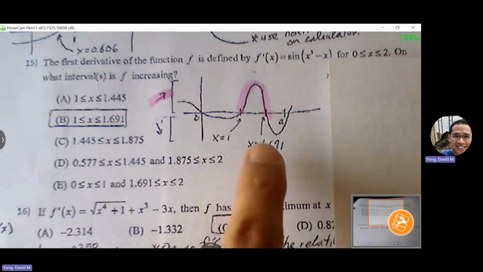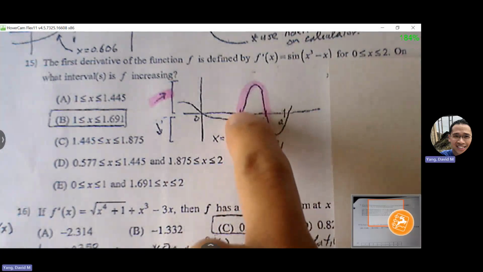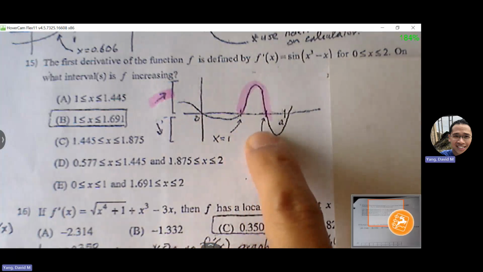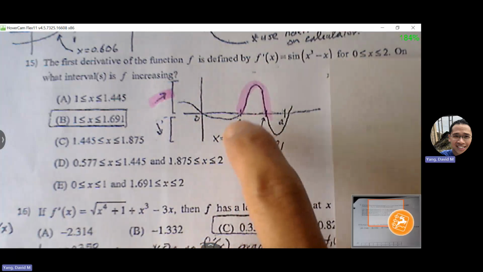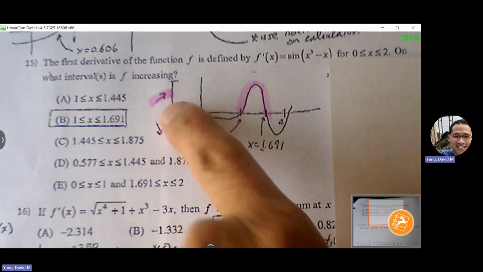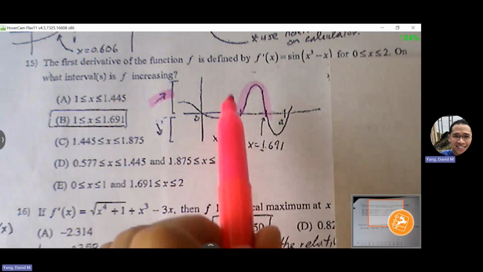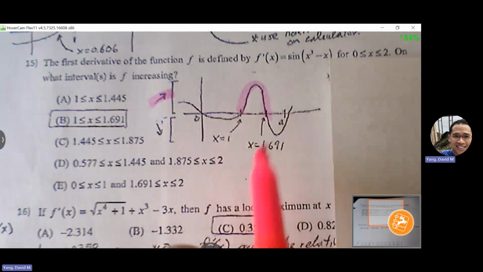Okay. Again, I know we're maybe tempted to say that it's increasing here, but we have to keep reminding ourselves this is not the original graph. We have to interpret this derivative graph and know that the actual graph is not rising until this interval here, from 1 to 1.691.